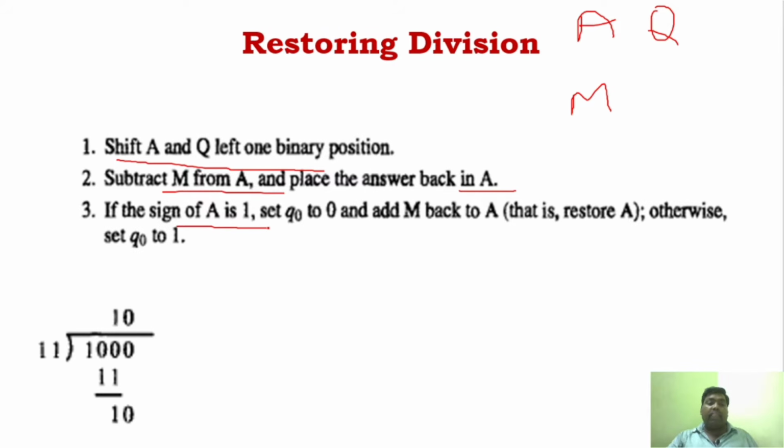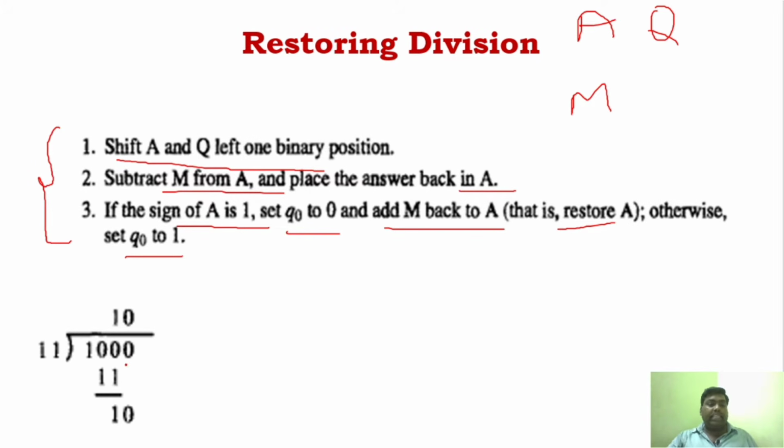If the sign of A is 1, then you have to set Q0 to 0, and then you have to add A back, that is, you have to do a restore operation. Otherwise, Q0 is equal to 1. If you don't understand this, we will see the problem so that you can clearly understand.